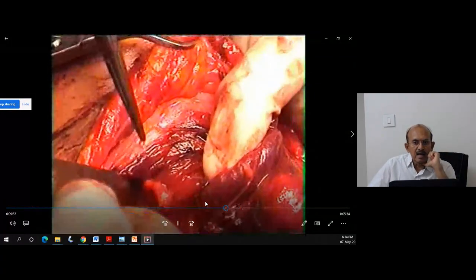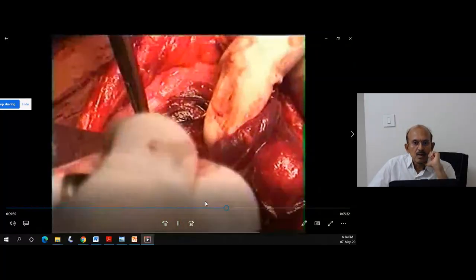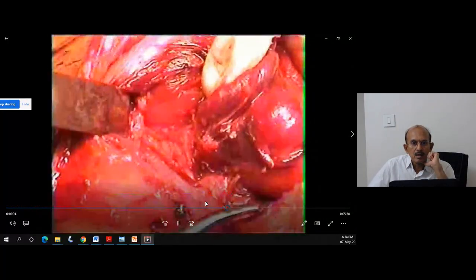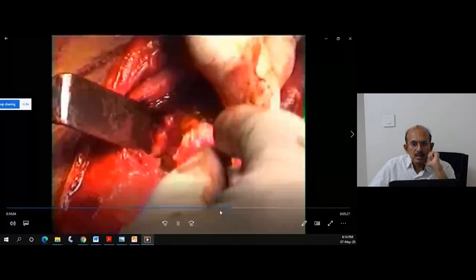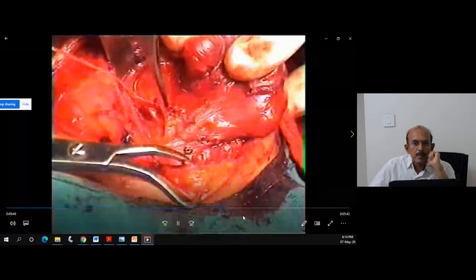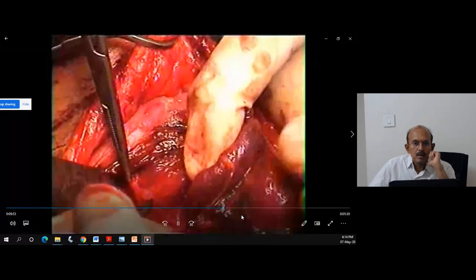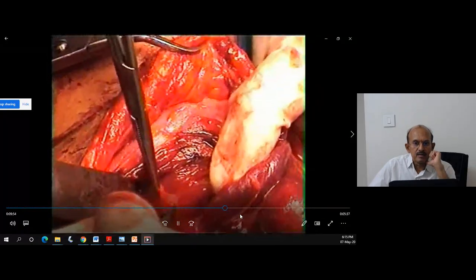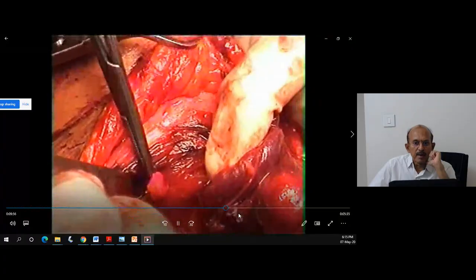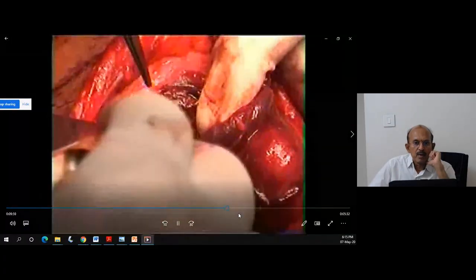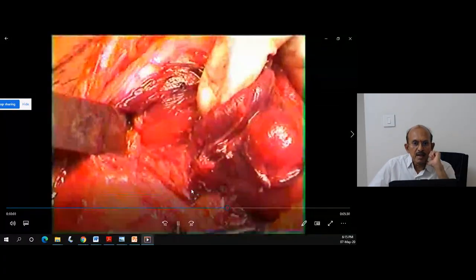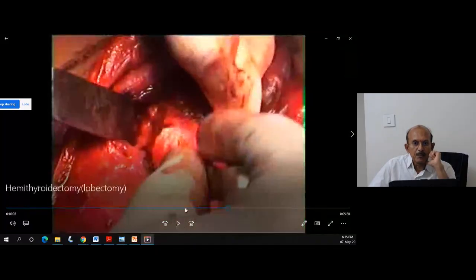Now, that is the parathyroid gland I am holding. I will just go back. Now I am holding the parathyroid gland, and that one is the parathyroid gland. And you have to separate it from the capsule. This is the parathyroid gland. So you should keep the capsule. You just go underneath this capsule and separate it from the thyroid gland and keep it away.